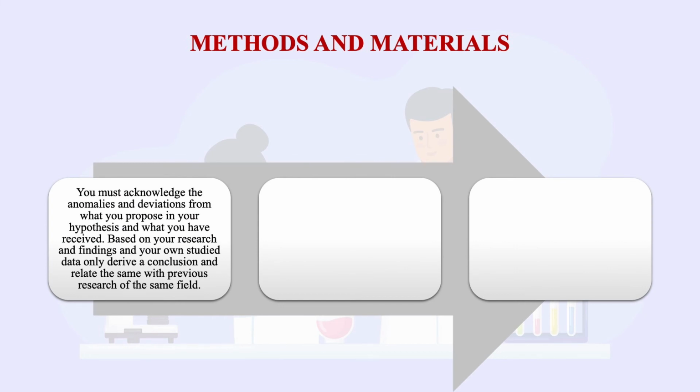You should always establish the fact that the data that you have used supports your hypothesis. And you must acknowledge the anomalies and deviations between what you proposed in your hypothesis and what you have received. Because once you have started your experiment and research, you discover newer things. You discover things different from what you have originally planned or originally conceived.